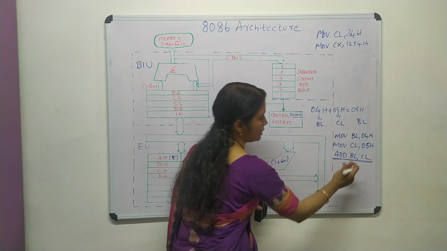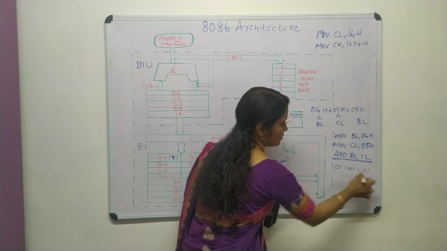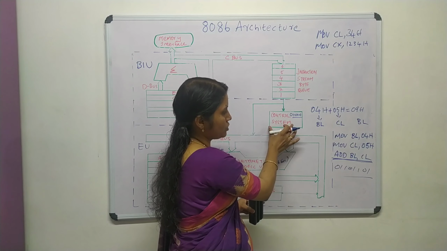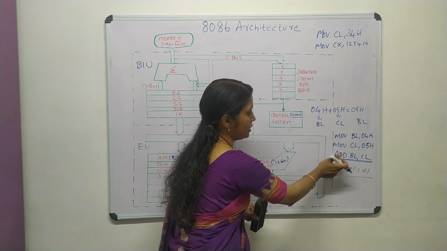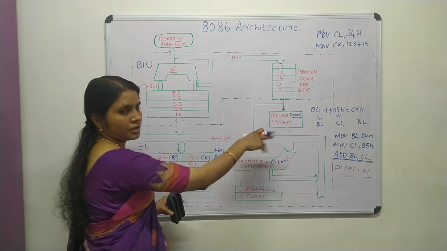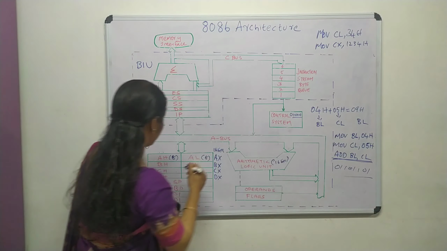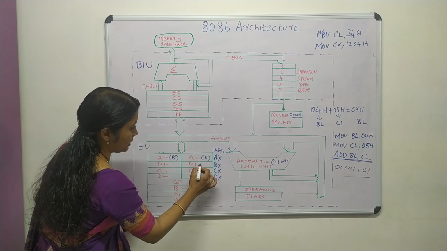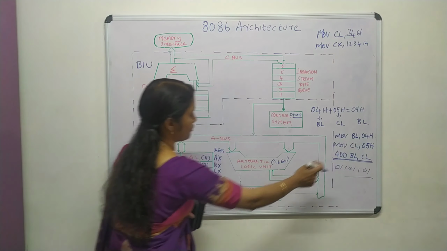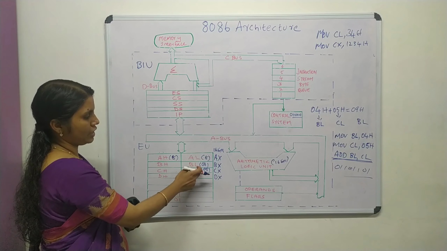So finally the output will be in the form of a combination of zeros and ones, and this will be present in the control system. The control system will understand this opcode is for addition. We need to perform addition, and it passes the signals. BL gets the value of 04H, and CL gets the value of 05H.